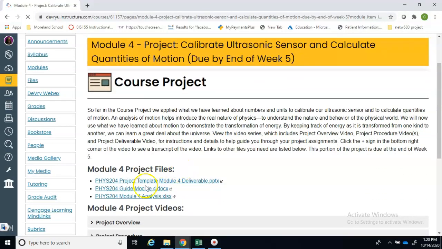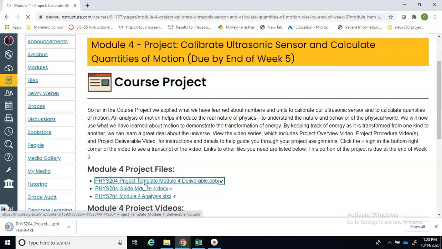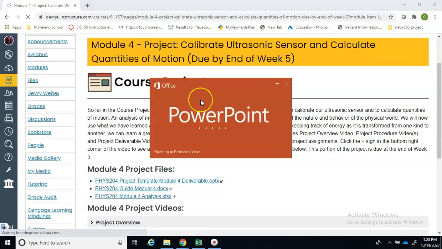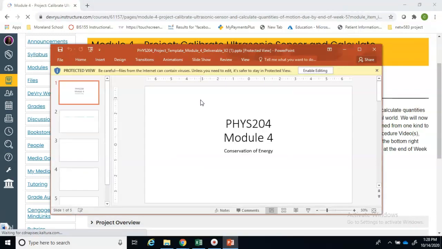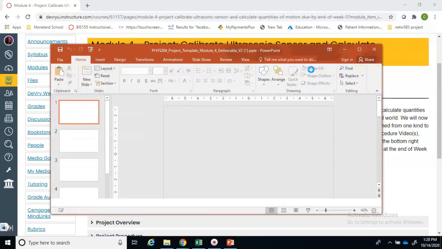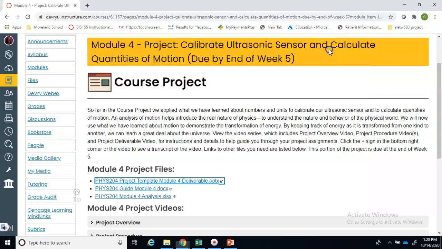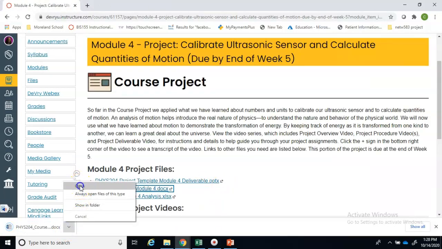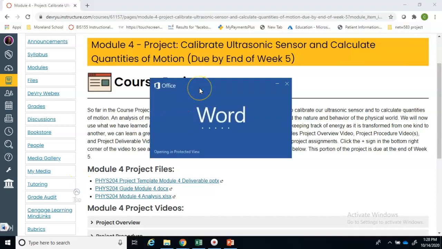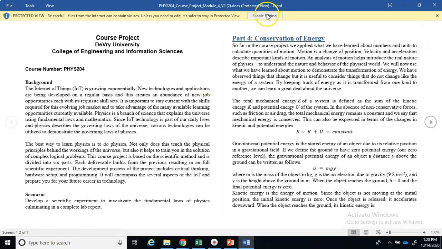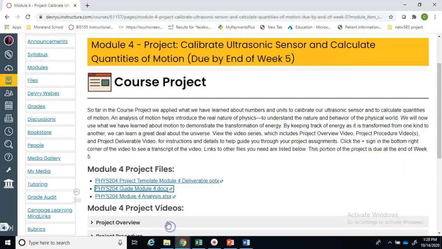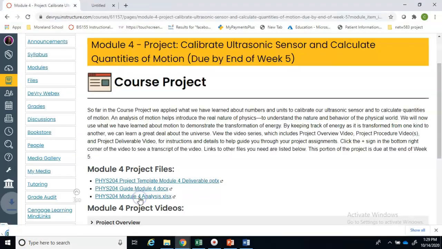Okay, so I'm going to download the template and open that. I'm going to open my guide or download it and open that. And I'm going to go back and get that sheet that says analysis.